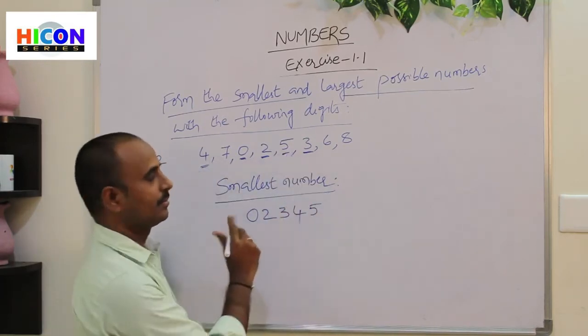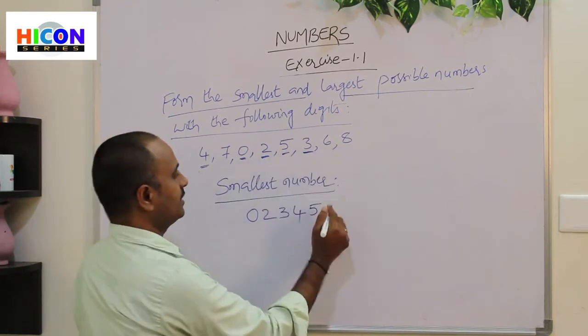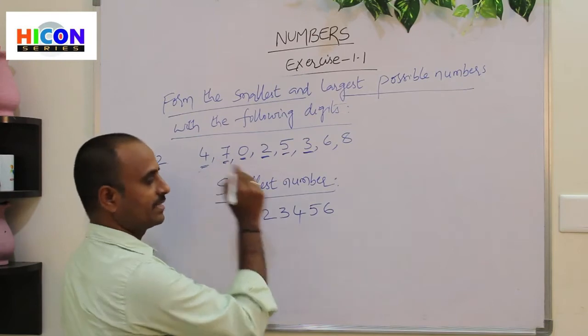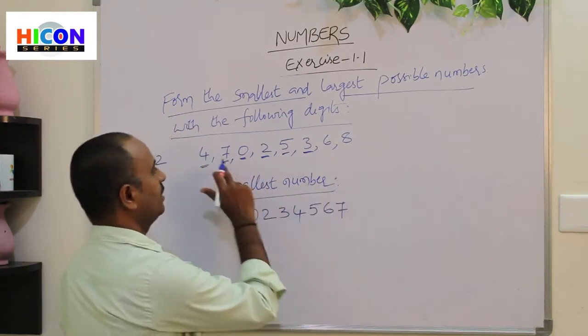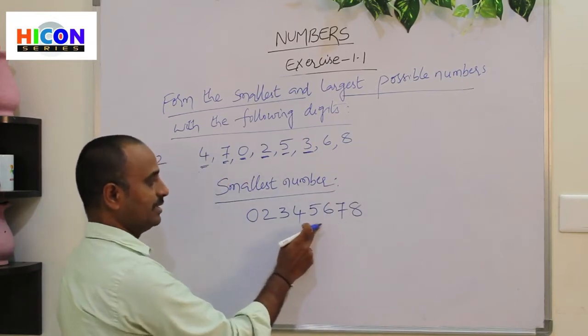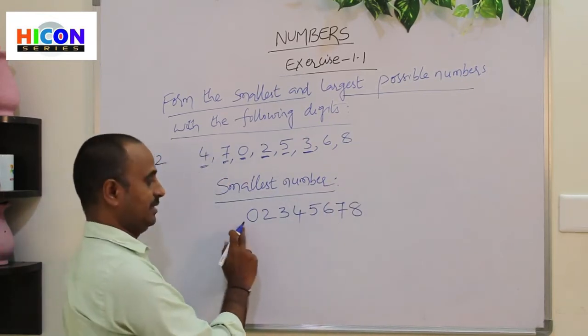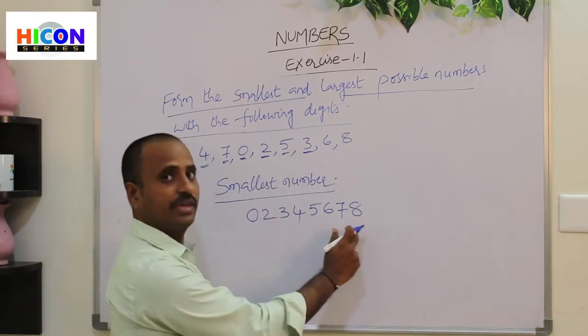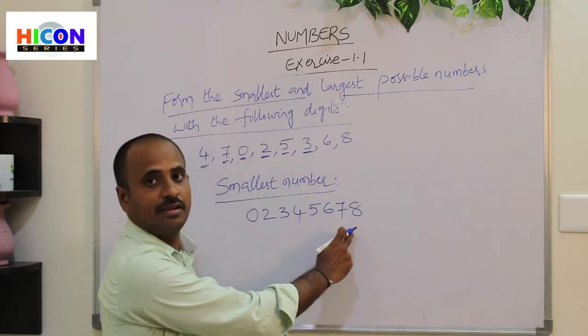So write 5. After 5, 6 is the smallest. So write 6. And after 6, 7 is the smallest. So write 7. And after 7, the last one is 8. So children, these are the smallest numbers. That means this is the arrangement of given digits from smallest to greatest. That means this is the ascending order.